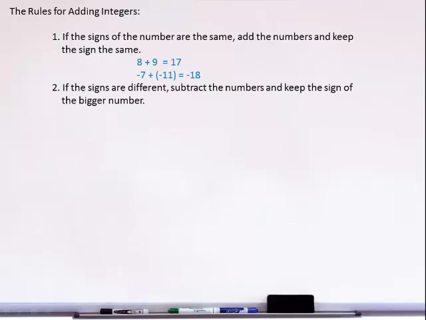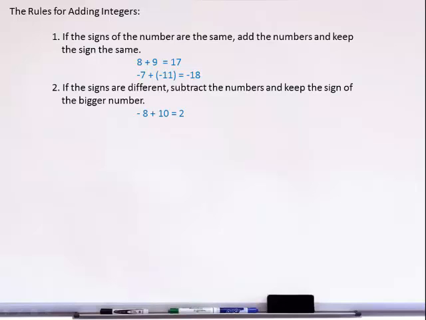If the signs are different, we subtract the numbers and keep the sign of the bigger number. Now, I say bigger, I don't mean greater. Greater is a negative and a positive. A positive will always be greater. But if I'm talking about +2 and -18, I'm saying 18 is bigger than 2.